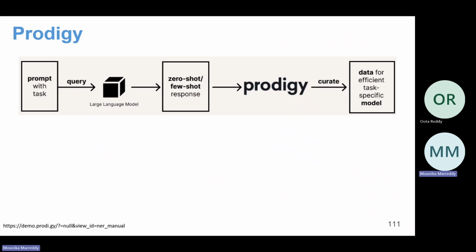In Prodigy, as explained in the previous slide, we can provide the prompting with respect to our downstream NLP task, and we can query the large language model, and the zero-shot, one-shot, and few-shot responses will be generated with respect to the prompt and the given task.